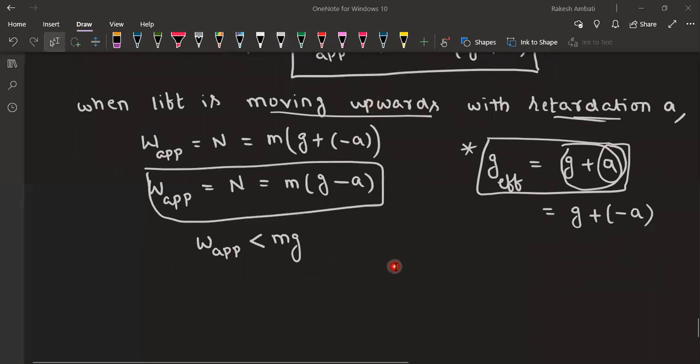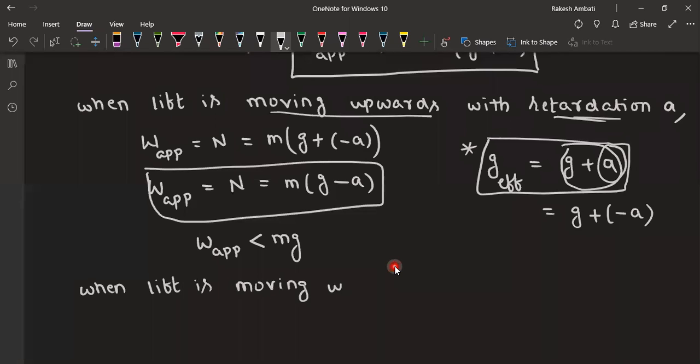And next point, same first case. Here also I'm taking the lift moving upwards. So when the lift is moving upwards with uniform velocity, uniform velocity means acceleration is 0. Now how do we find the apparent weight of the man or the normal force acting on the man?